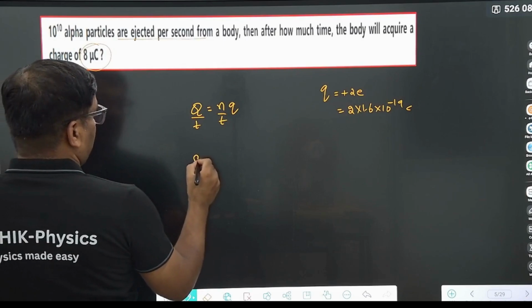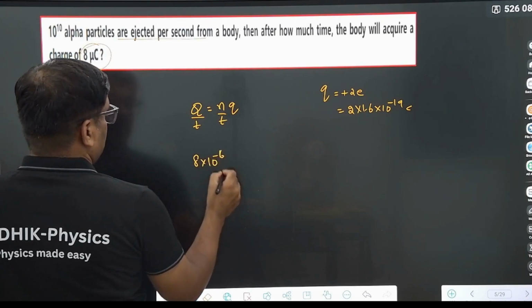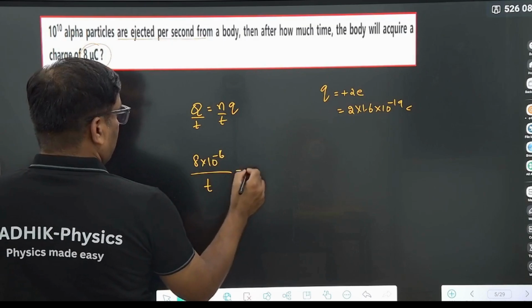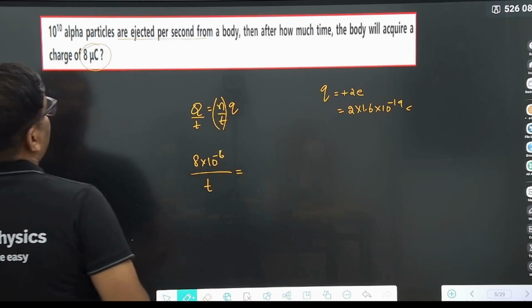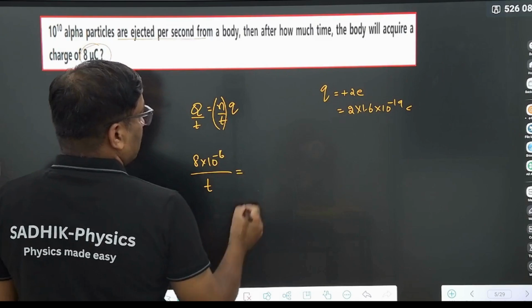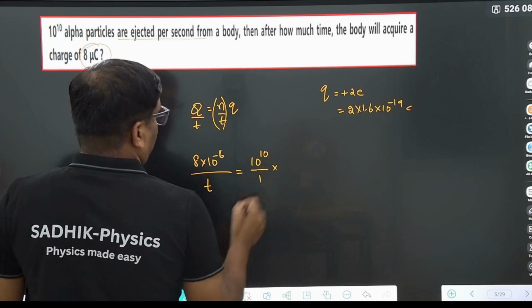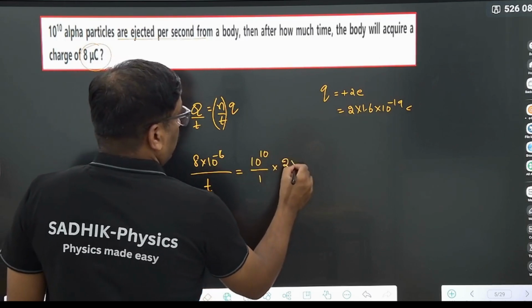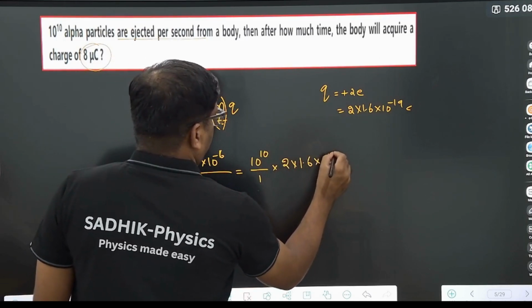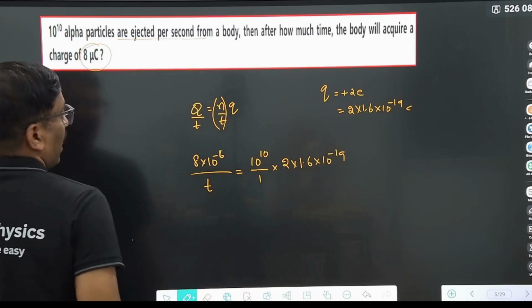Therefore, here it will be 8 into 10 to the power of minus 6 divided by time. It will be equal to the number of alpha particles ejected per second. Therefore, 10 to the power of 10 divided by 1 into the charge of this one, 2 into 1.6 into 10 to the power of minus 19. So, then calculate for t.